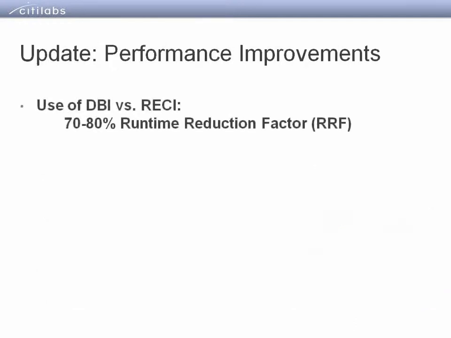So about these performance improvements. Well, one thing, just switching to DBI instead of RecI chops about 20% to 30% off the runtime. This runtime reduction factor here is the factor you would apply to the initial runtime in the old implementation, basically.